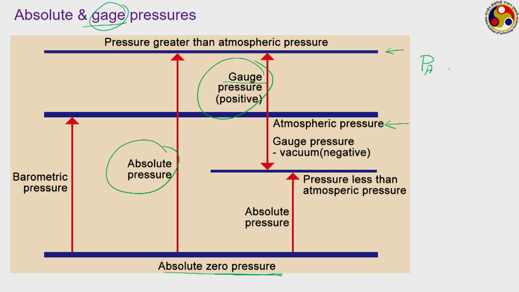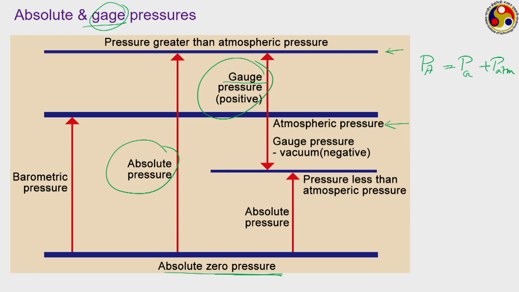So if PA refers to absolute pressure and PG refers to the gauge pressure of the same location, then what will be the relation? Absolute pressure will be equal to gauge pressure plus the atmospheric pressure, and therefore, once we know the atmospheric pressure value at a particular location, then either gauge pressure or absolute pressure will allow us to calculate the other one.